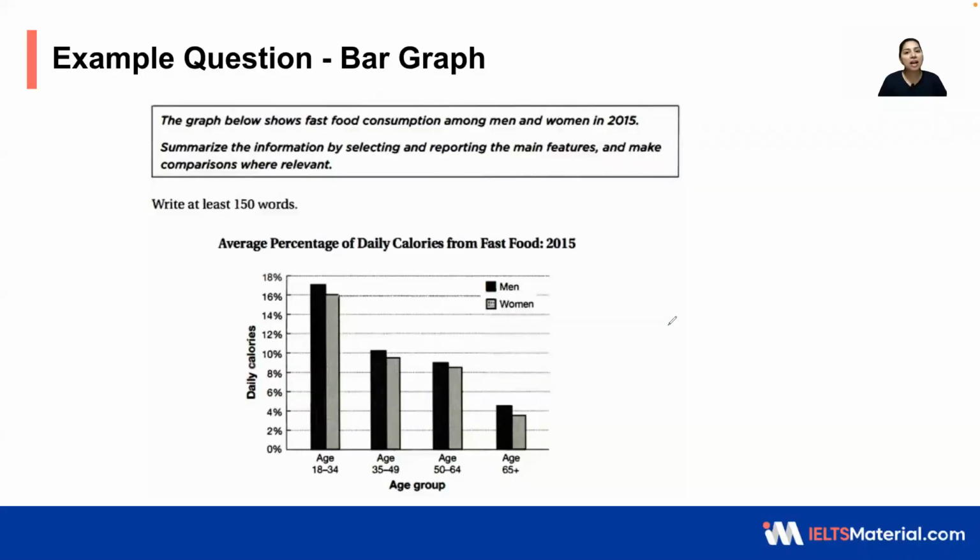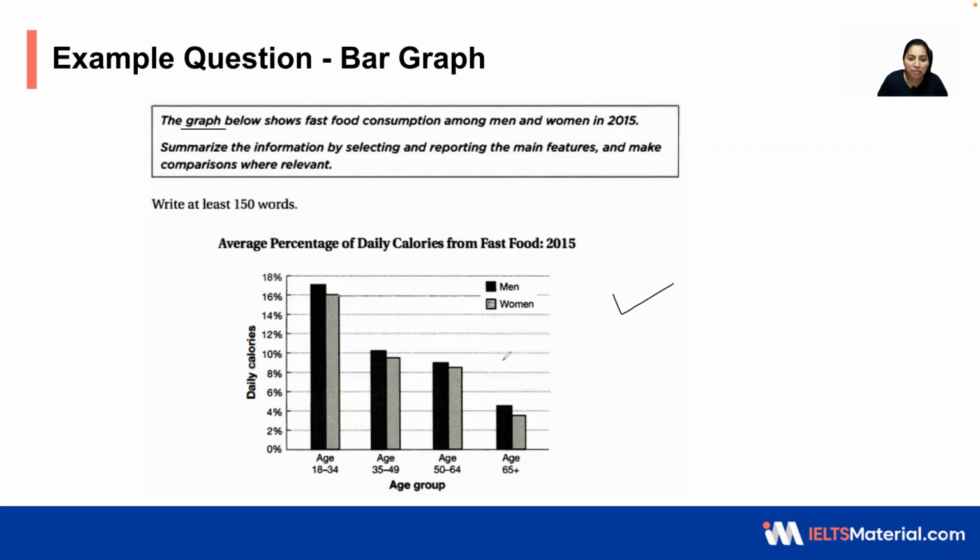Now let's start with each and every example of a graph or a chart or diagram, starting with the first type of graph, that is the bar graph. The question clearly states the graph. This is a bar graph. So when you write the answer, you have to mention that the bar graph describes. In this manner, you would start paraphrasing the question, and that will be your introduction.